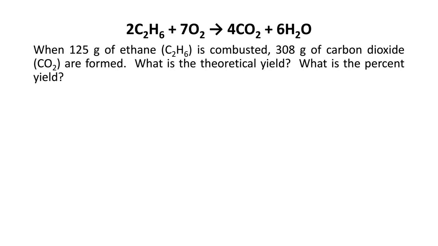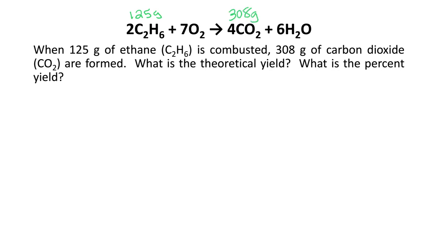Now, in order to do this problem, you have to figure out which number to use. There are two numbers here. Which number do I use to figure out the theoretical yield and which one is the actual yield? It's actually very easy. So 125 grams of ethane, which is C2H6, I'm going to put above it. So 125 grams. And then I have 308 grams of carbon dioxide.